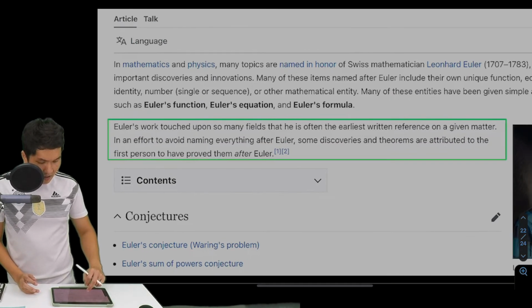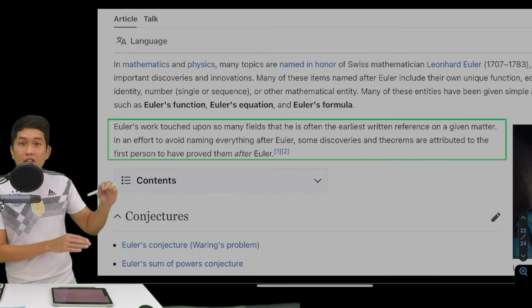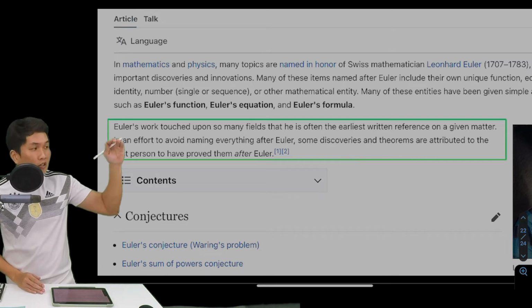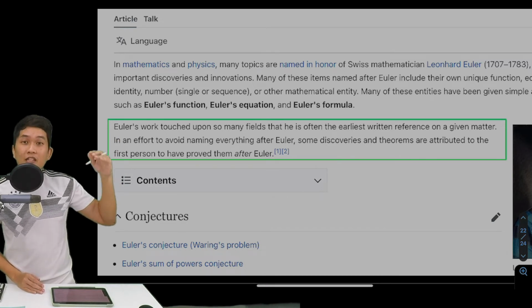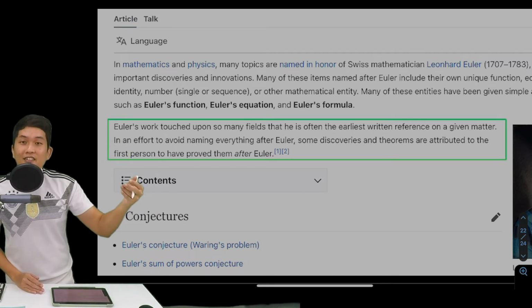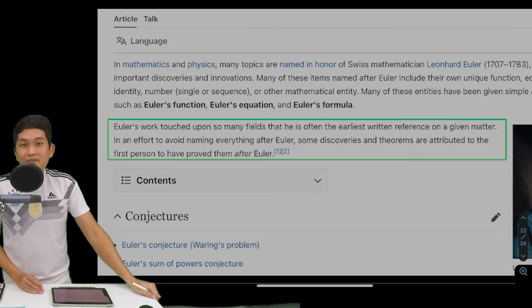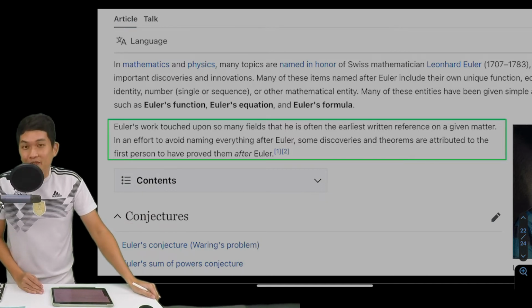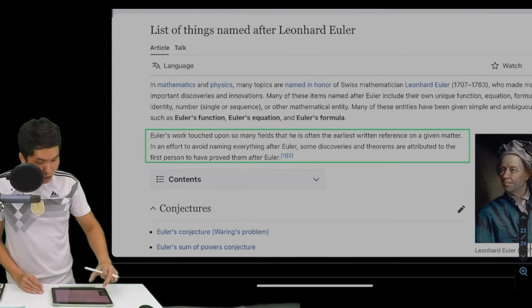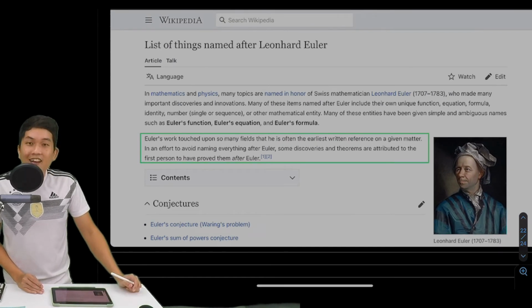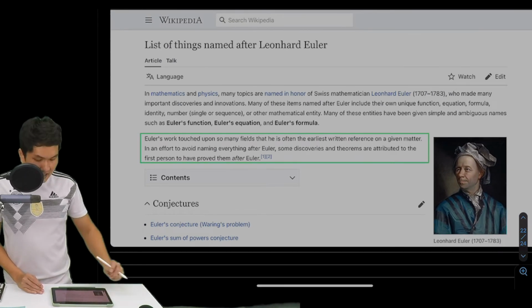In fact, in order to avoid having everything called Euler's theorem, Euler's theorem, we had to name all these things after the second person who discovered it. Right? That is pretty savage if you ask me, right? This guy is truly the rock star of mathematics, Leonard Euler.